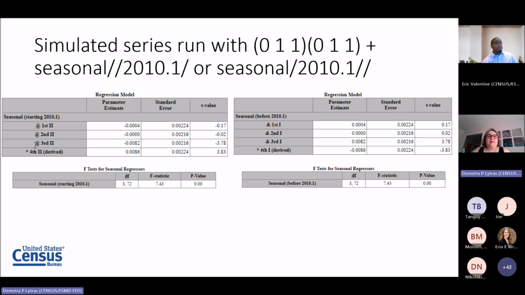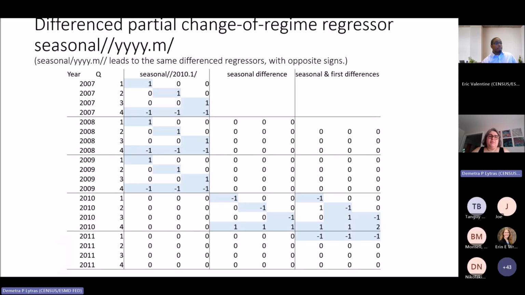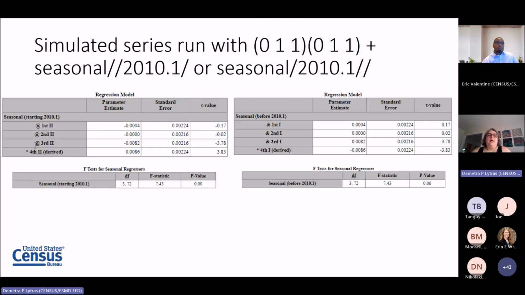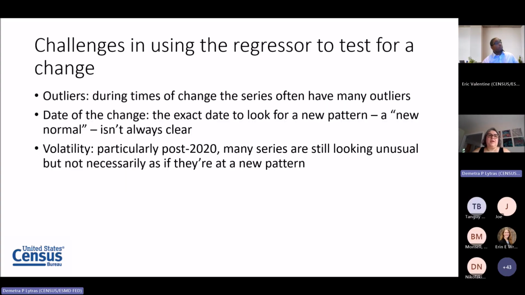The other thing is that whether you use the 0 before or the 0 after, it's going to give you the same exact difference matrix. The only difference is the signs of the non-zero regressors. So if we run our simulated series, either with the 0 before or the 0 after seasonal regressor, we'll get the same exact values, just with opposite signs. And in both cases, it indicates a seasonal pattern. Notice that we ran this with the seasonal difference, which is the difference from the full.